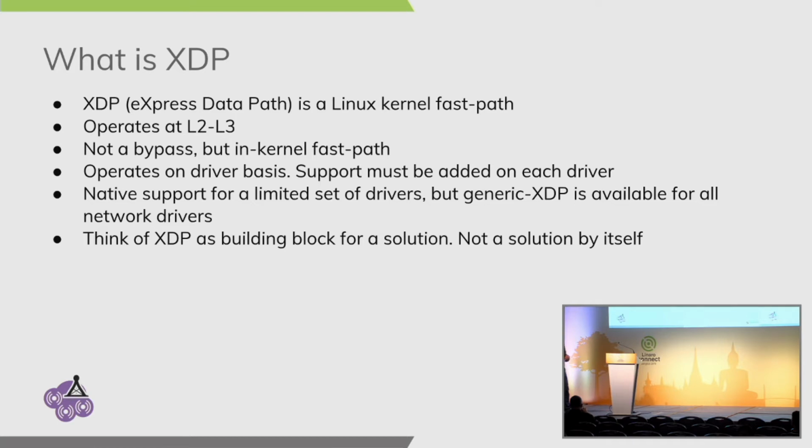TSN is time-sensitive networking, and it's supposed to be a framework that we can use for packets that should be delivered in time and according to a specific time schedule. XDP is an express data path in the kernel. So it's a building block that you can use to build a bunch of applications on.